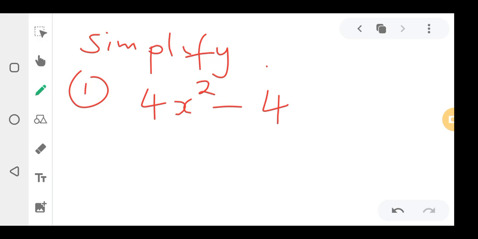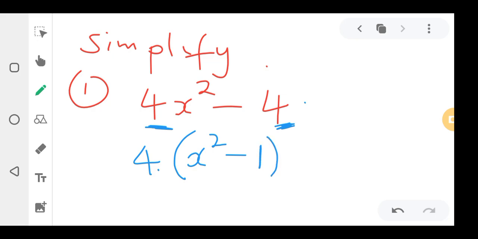But there's something that you notice. If the number in front here and the number at the end here are the same, what you do first, before you do anything, is factor out the common number. What will remain there is x squared minus 4 divided by 4, which is 1. And then it will be 4, open bracket, x squared minus 1, and we said 1 is always expressed as 1 squared, as a difference of two squares.